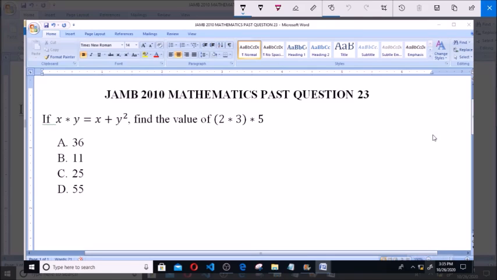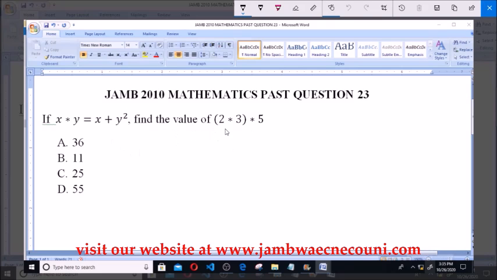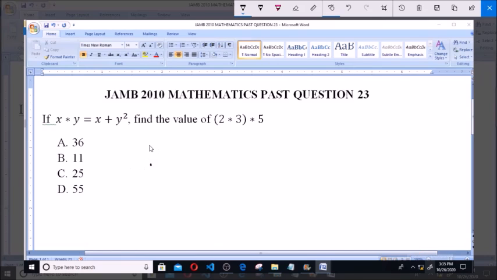If x asterisk y is equals to x plus y square. Now this is a binary function. So you have x asterisk y is equals to x plus y square. Now this is it. Find the value of 2 asterisk 3 in brackets asterisk 5. A, we have 36. B, we have 11. C, we have 25. And D, we have 55.